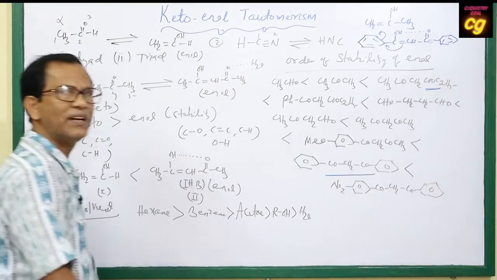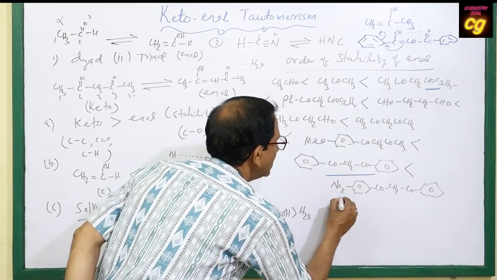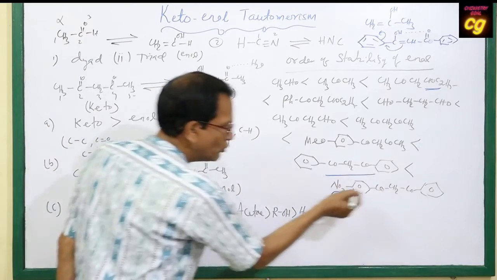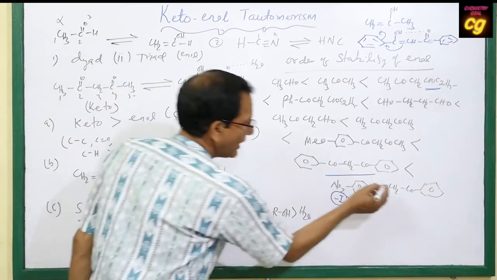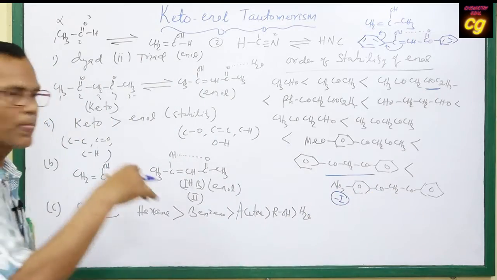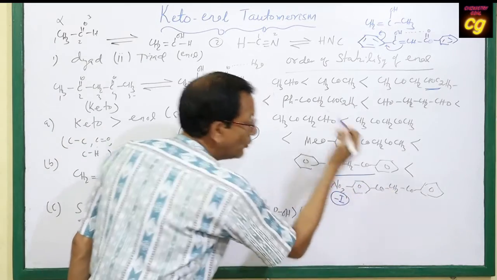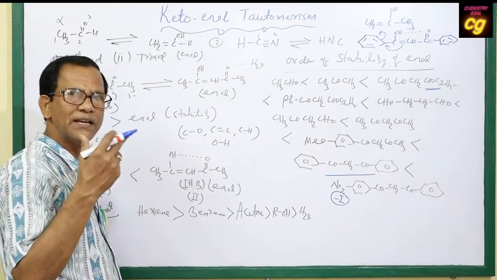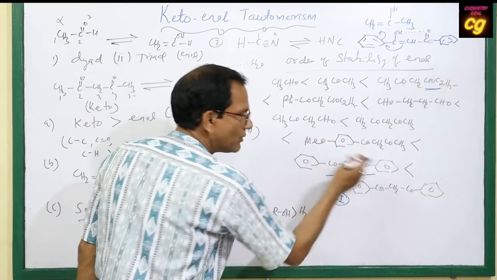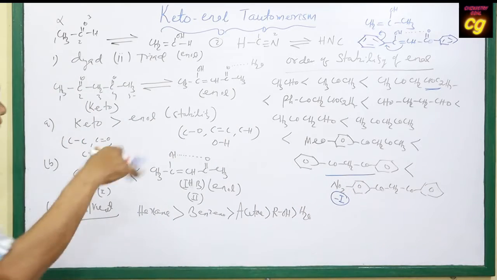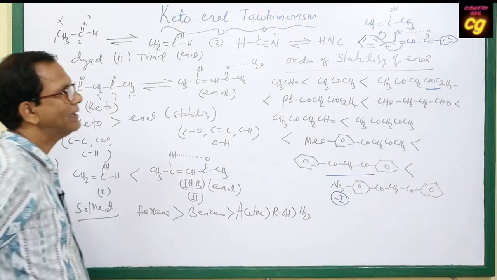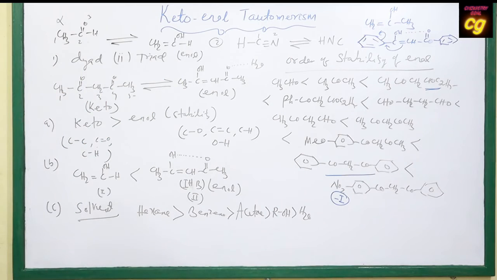Now if a minus I effect is there, what happens? Due to the minus I effect, this H can be easily removed, as the acidic character of hydrogen will be more. In case of minus I effect, the acidic character of hydrogen will be more. That's why the formation of enol will be faster. So these are very important criteria regarding the stability of the enol in different structures.